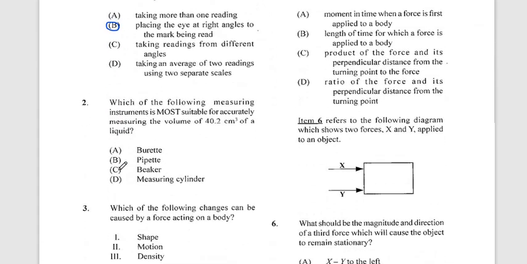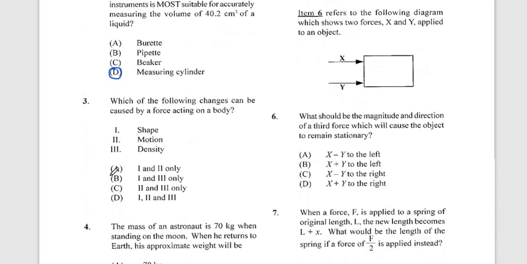Number 2. Which of the following measuring instruments is most suitable for accurately measuring the volume of 40.2 cm³ of liquid? D. Measuring cylinder. Number 3. Which of the following changes can be caused by a force acting on a body? A. Shape and motion.